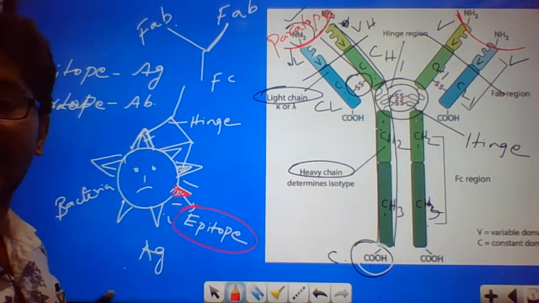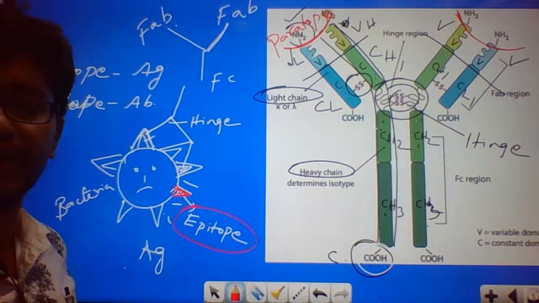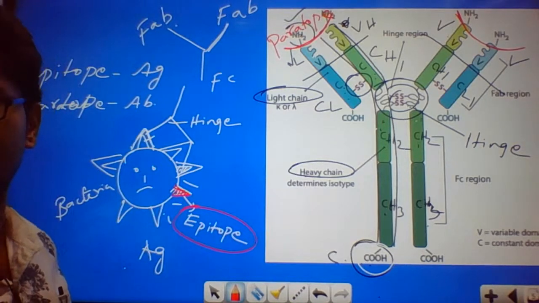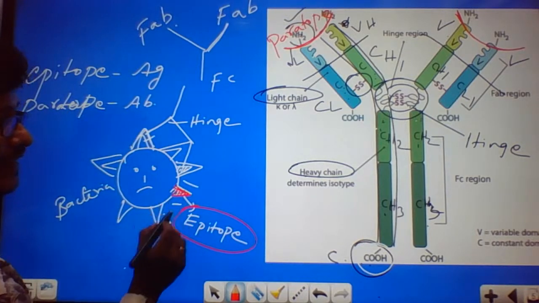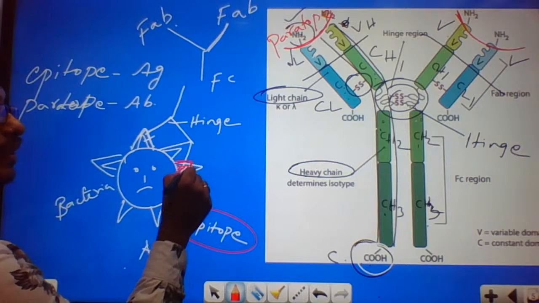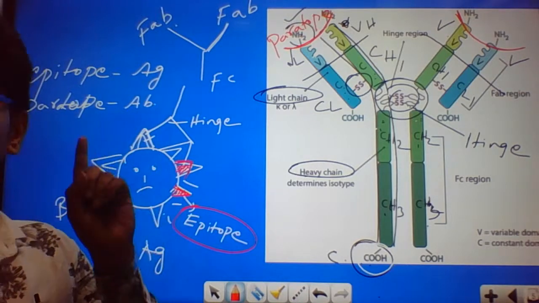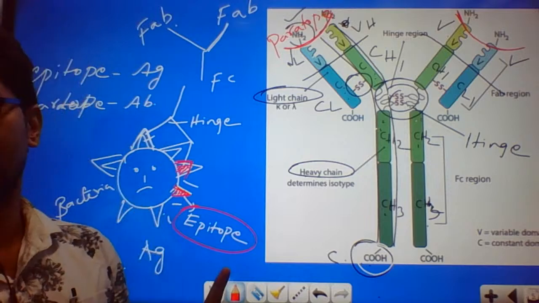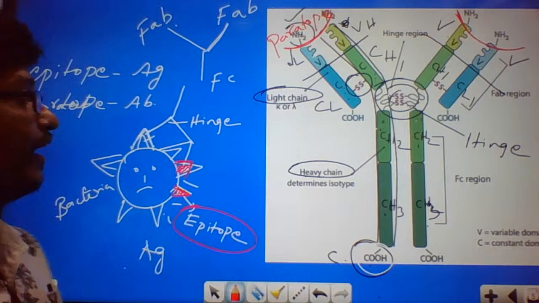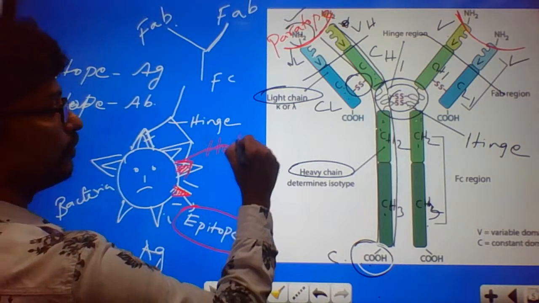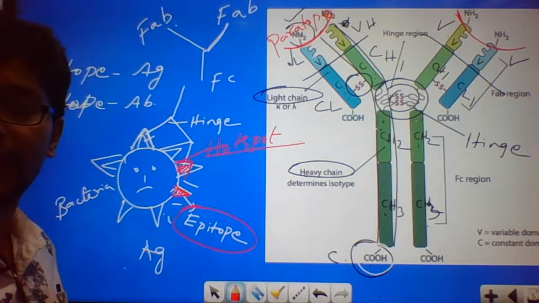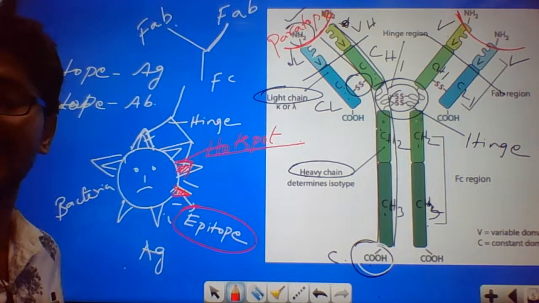For an antigen-antibody interaction to occur, a complete antigen and a complete antibody do not interact. A part of the antigen and a segment of the antibody interact with each other. The interaction occurs between the epitope of the antigen and the paratope of the antibody. This interaction is what we call antigen-antibody interaction, or sometimes an odd spot. Odd spot is the region where antigen-antibody interaction takes place.